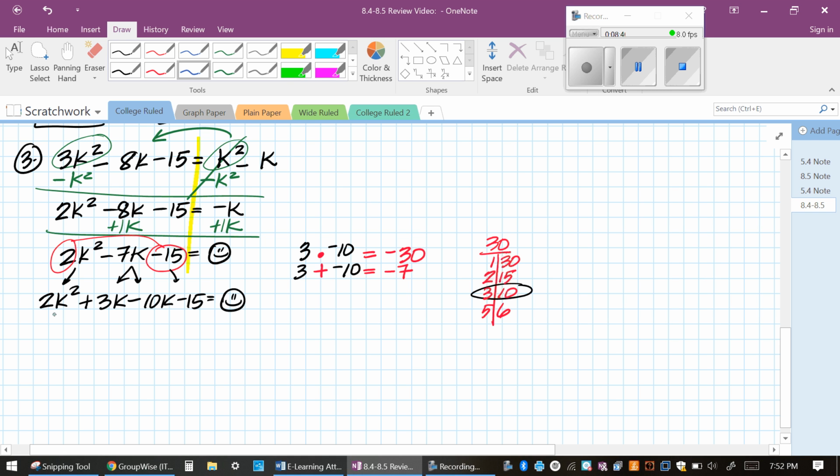So now I'm going to find the GCF of the first two and the second two terms. So pause the video, find the GCF of the first two terms and the second two terms. Push play when you're ready.